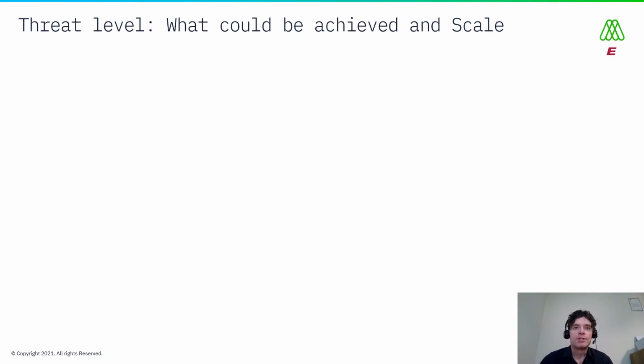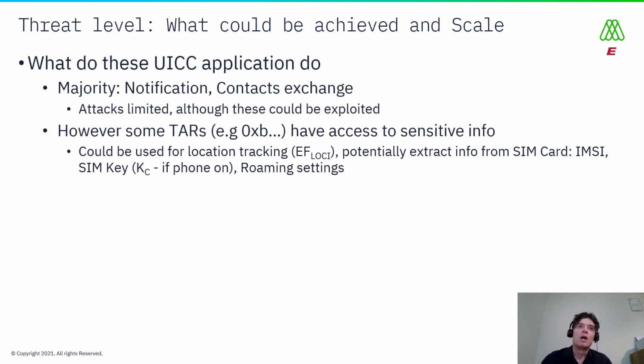So now that we're saying these SIM card applications are potentially vulnerable, we have a question about what could be achieved if you could access them and instruct them to do malicious operations. As I explained, we didn't reverse engineer 30 applications, but we could tell from the types of messages being sent, and sometimes the responses, what they were actually being used for. From our investigation, the majority of these applications were used simply for notifications or in some cases for context exchange. The scale of malicious activity you could do with these would be relatively limited, although they could be exploited.